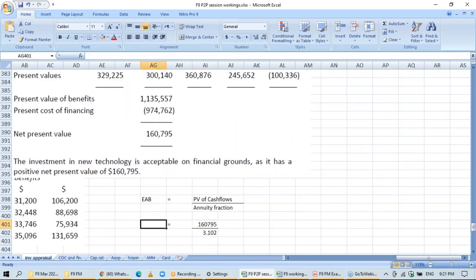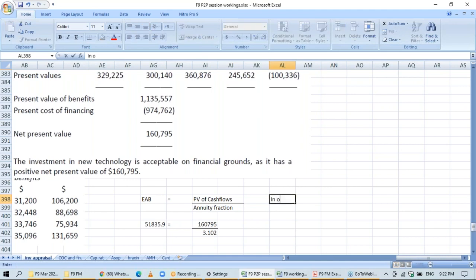This gives you the equivalent annual benefit. Equivalent annual benefit means that in reality the cash flow every year is different, but suppose we want to see what the cash inflow or benefit will be every year if it is the same. So the same cash flow will be like this: the annuity, 160795 divided by 3.102. So this is 51,835.